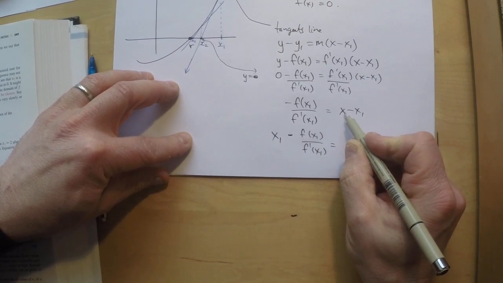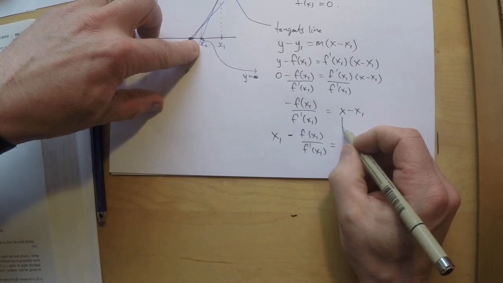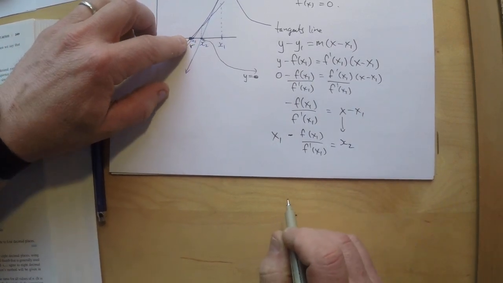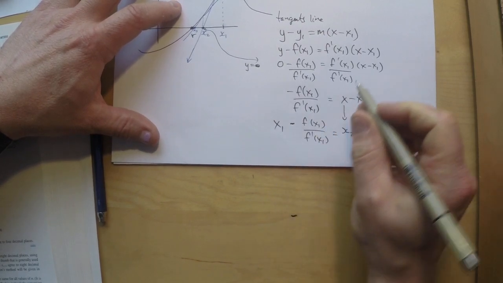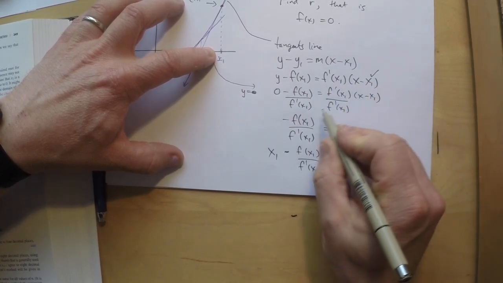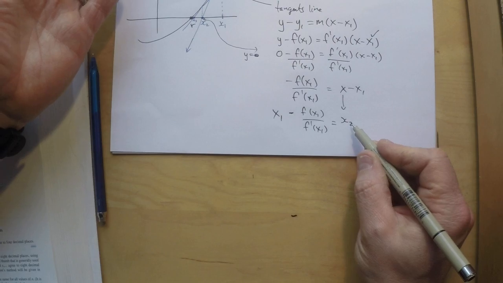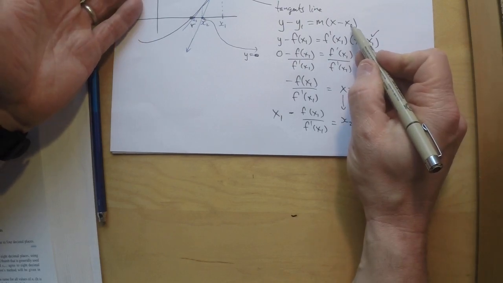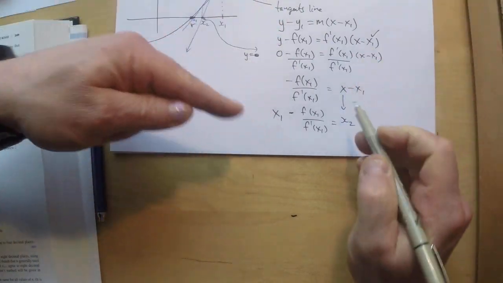Now remember what that gives me. That gives me the next x value, which is going to be called x2. So that's my next answer. My first guess was x1. That led to x2. And then what are you going to do with x2? Well, you're going to do the exact same thing with x2, which will lead to x3. So it just keeps repeating over and over like a bad dream.